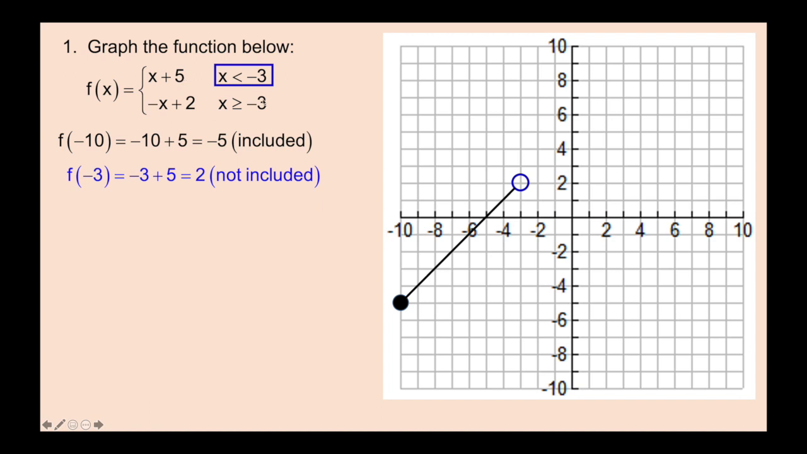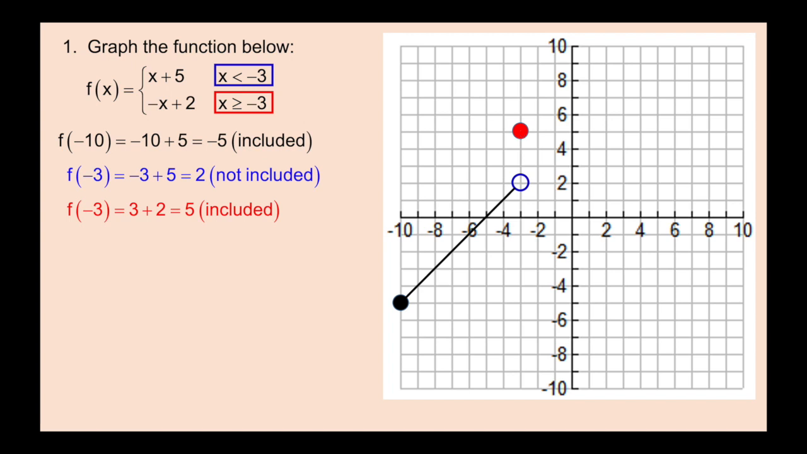Now I can connect that with a straight line because this is linear. Now when I switch to this one, again, I'm going to start with the endpoint. I'm going to go left to right. So when I'm plugging in -3, f of -3, it's -(-3), which makes this a +3, and 3 plus 2 is going to be 5. And this one is included, which means it's going to be closed. So I've got to go back to -3, which is here, and I go up to +5, which is here, and again, that's a closed circle.